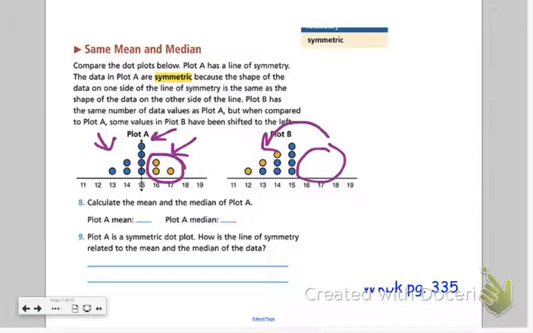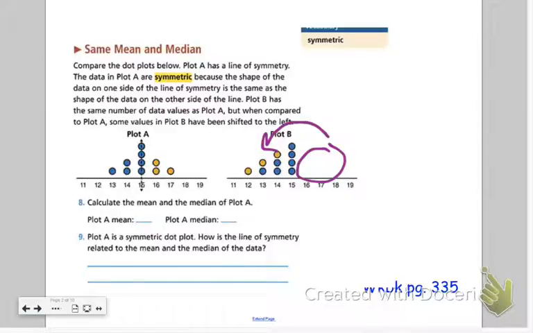What we're going to do is calculate the mean and the median of plot A. So we're going to focus on plot A right now. We'll worry about plot B later. So let's start with the mean. We have to add all of our numbers up and then divide by how many we have.